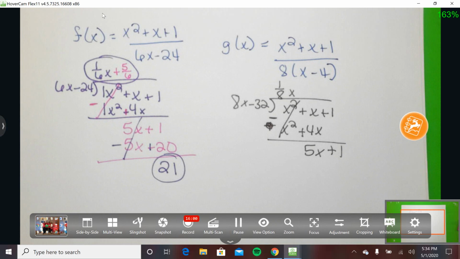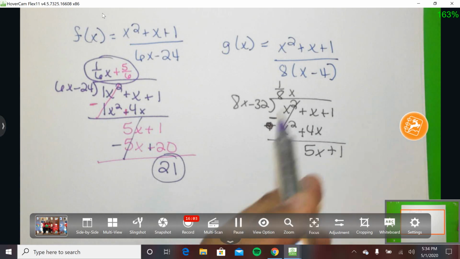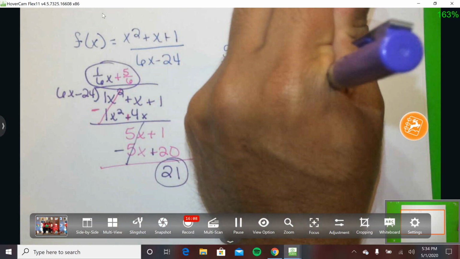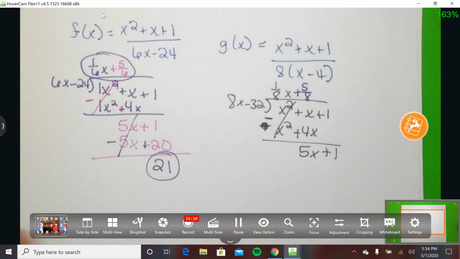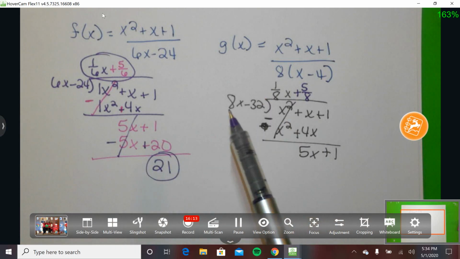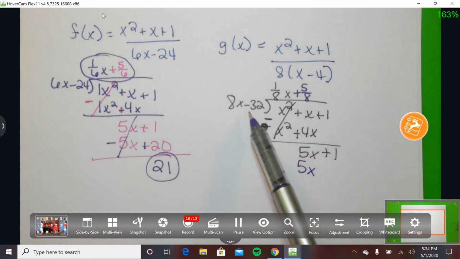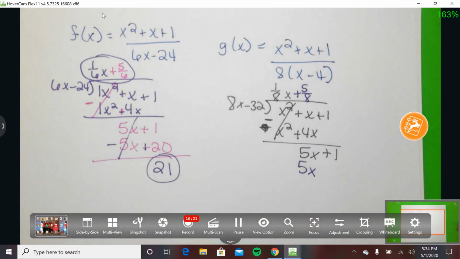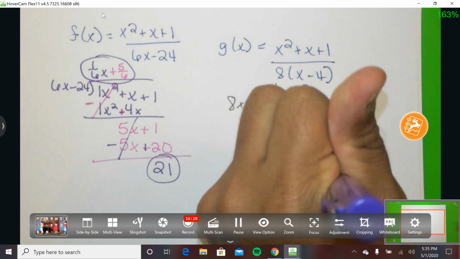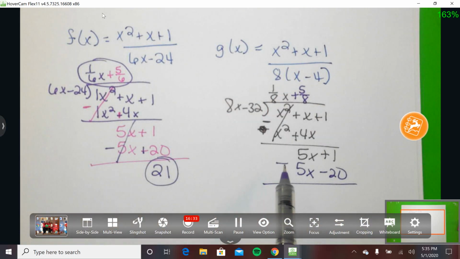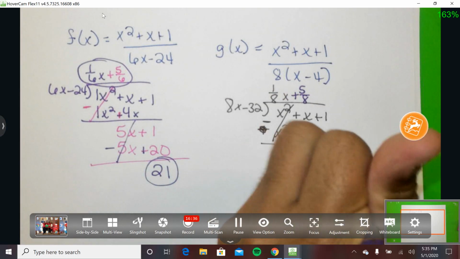Now, what times 8x gives you 5x? So that happens with a plus 5/8. Multiply that through. 5/8 times 8 gives you a 5x. 5/8 times a negative 32 gives you a negative 20. Subtract, or change your sign. So this becomes a minus, this becomes a plus. So you get a 21.